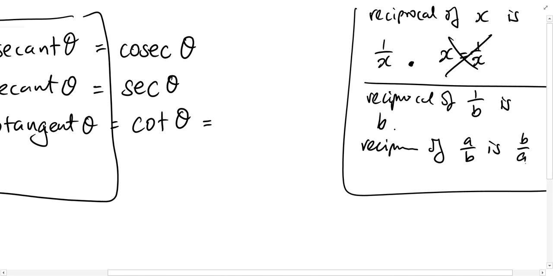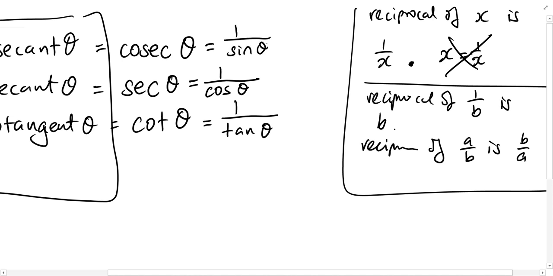Okay, very easy now. Cotangent theta is the reciprocal of tangent theta. So cotangent theta is 1 over tangent theta. Secant theta is the reciprocal of cosine theta. So we have 1 over cosine theta. Cosecant theta is the reciprocal of sine theta. So we have 1 over sine theta. Okay, that's all. It's just new names that we came up with for these three Trigo ratios.